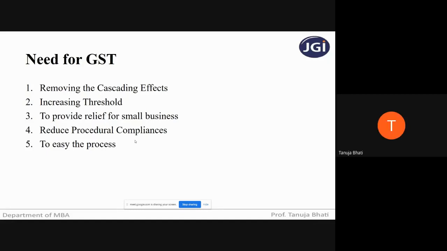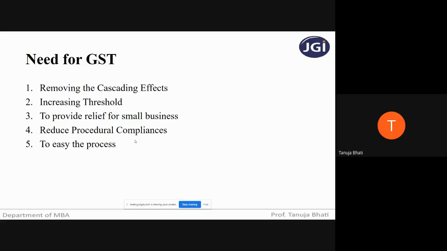Next is to ease the process. The entire reason GST was brought into the picture is just to ease the complete process. Because before GST, there were separate departments of government in respect of VAT. The processing of each and every return used to happen separately for VAT, for service tax, for excise duty. There were different departments. Now all those departments are covered under GST.